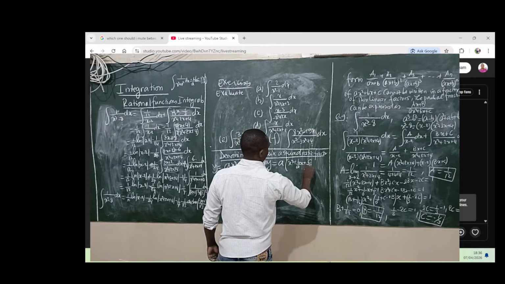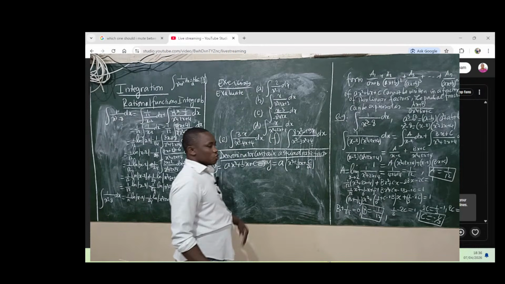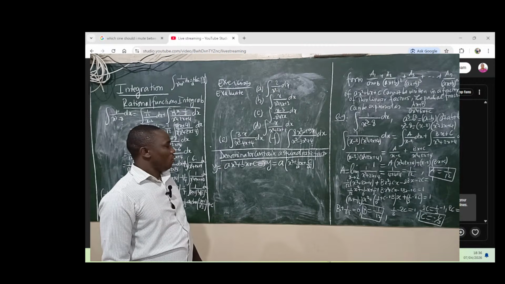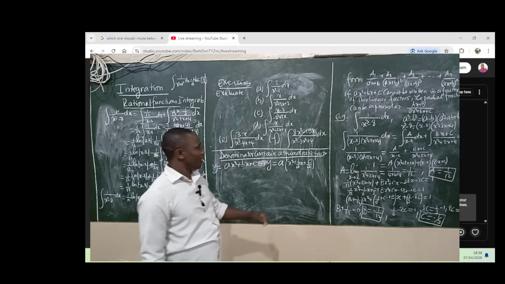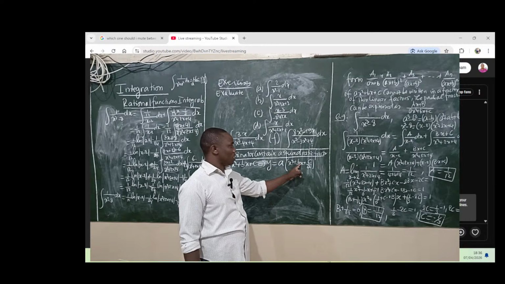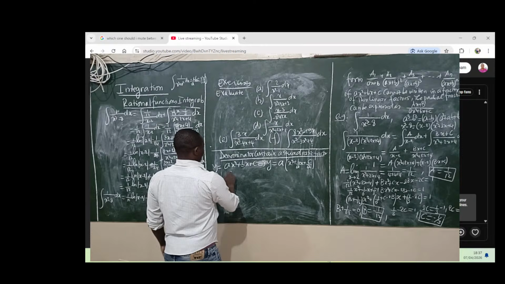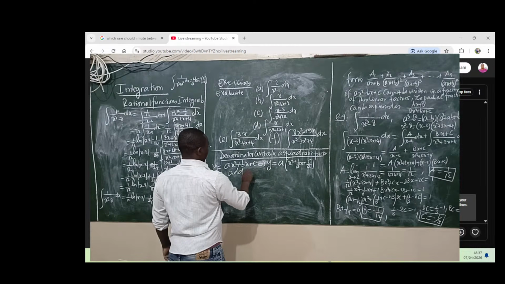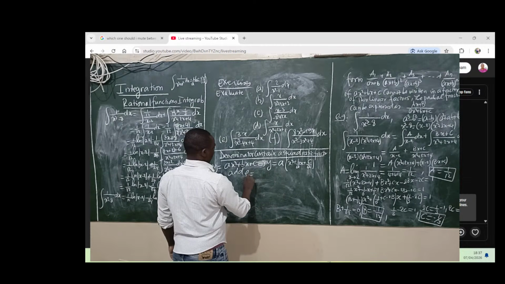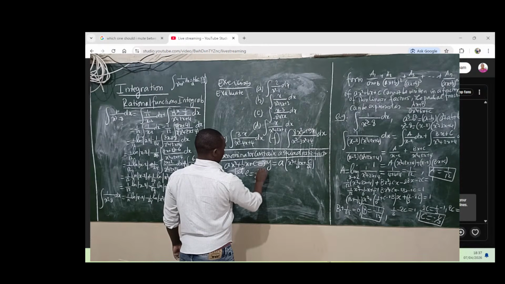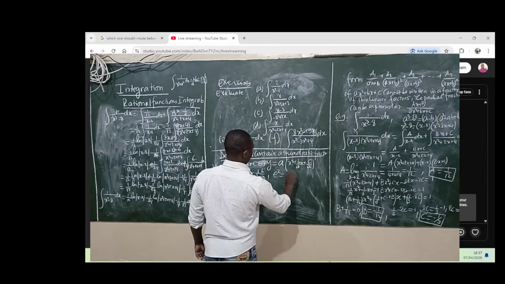To complete the squares, what do we add there? We add and subtract the square of half of this. Let e be a half of b by a. So e power 2 will be b squared by 4a squared. This is what we add here and subtract it.